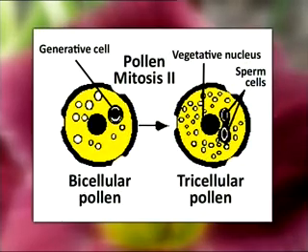Thus, depending upon the division of the generative cell, pollens may have 2 or 3 cells at the time of their release from the anther. Two-celled pollens remain viable for a longer period and can be easily grown in culture medium. On the contrary, 3-celled pollens remain viable only for a short time and they cannot be grown in culture medium. Mitotic division of the generative cell results in the formation of 2 non-motile male gametes.